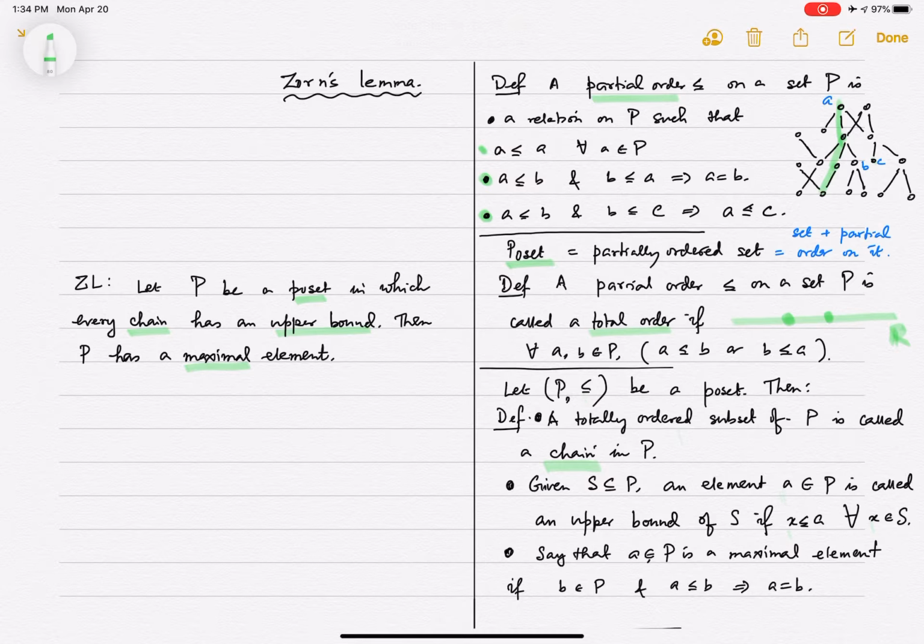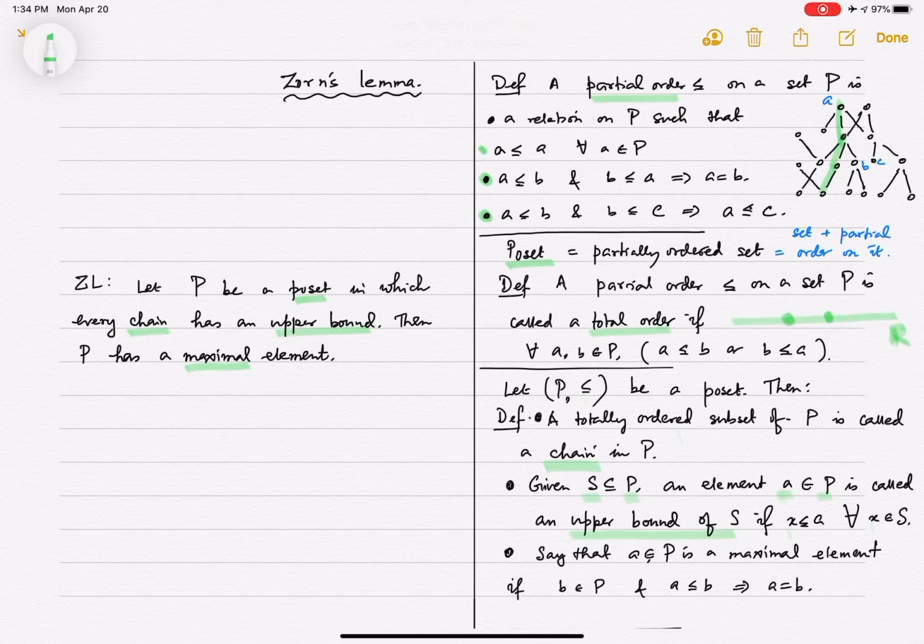Then I need to have a notion of an upper bound, which means the usual thing. If you have a subset S of a partially ordered set P, an element A of P is called an upper bound of S if A is greater than or equal to every element of S.